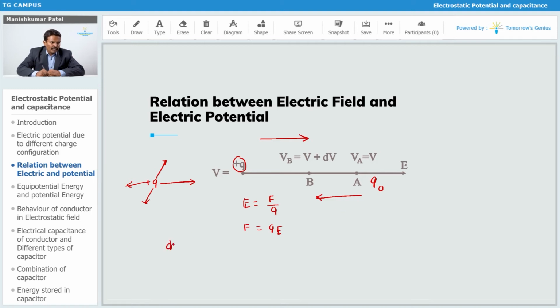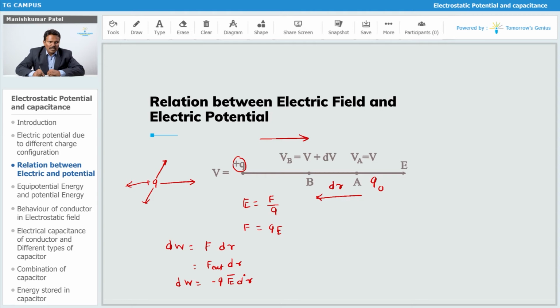So this work done, you can write down, obviously, which is force into displacement. Let that displacement be dr. So the distance from A to B is dr. Again, we have seen this F is equal to Q into E. Since this force is the external force, you have to write it as minus Q E into dr. So this dW is equal to minus Q E into dr.